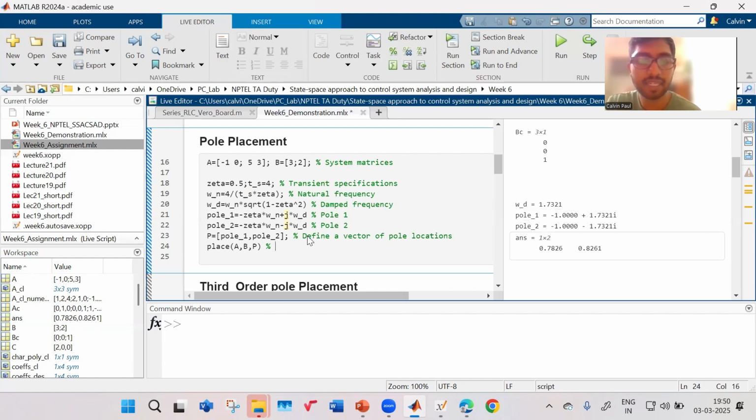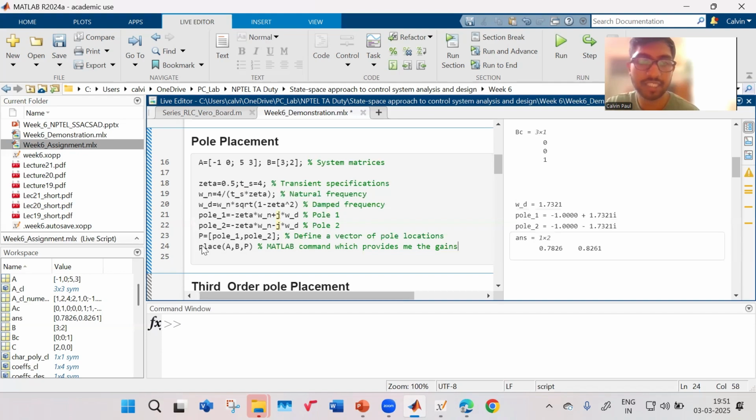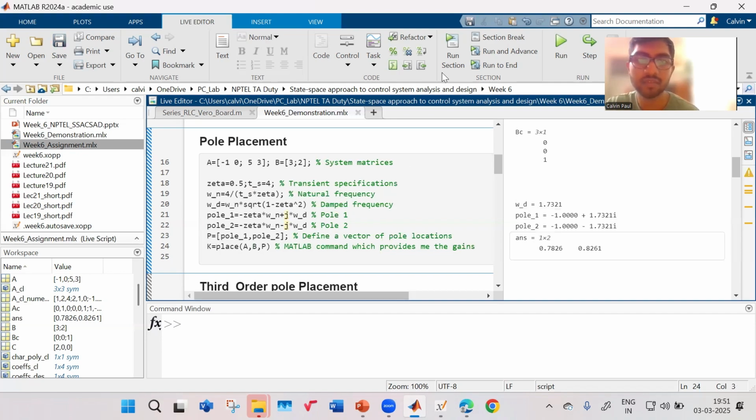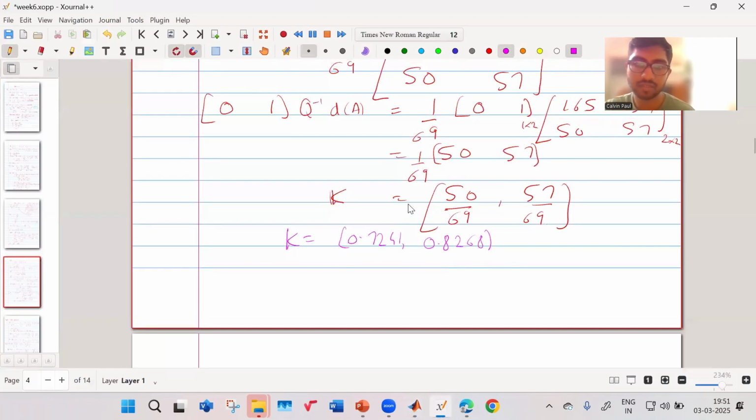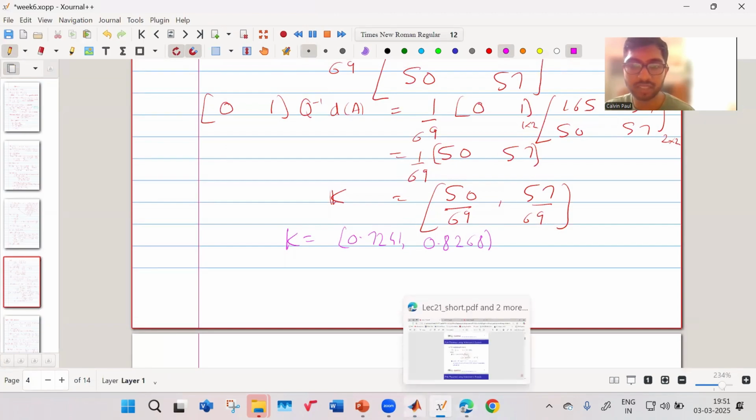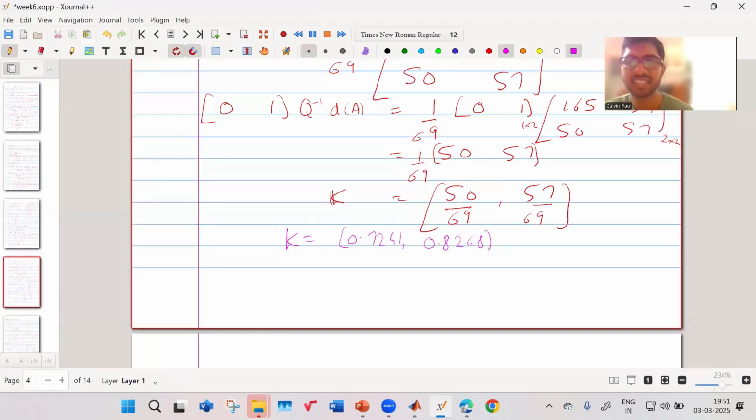And then there's this MATLAB command which provides me the gains. This is my gain K. If I run it, this is my gain K. It is 0.7826 and 0.8261, right? So what has happened is close by, 0.2741, 0.8268. There may be some slight mathematical approximation, rounding off, etc., but it is very close, right?